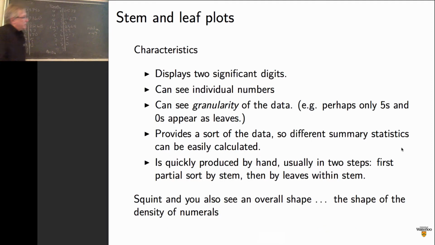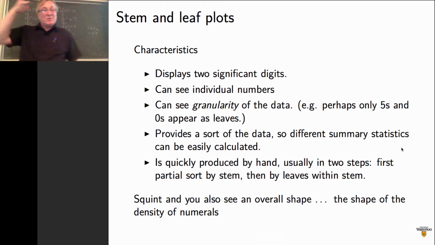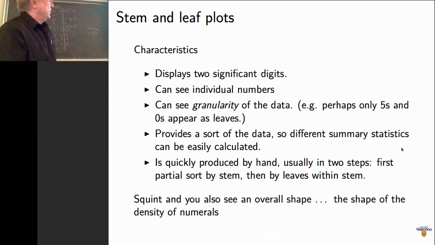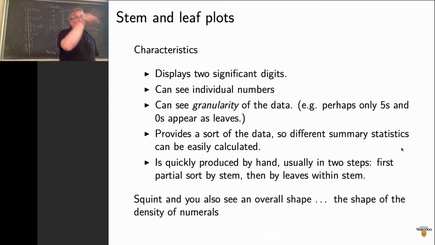Some of the characteristics: why I tell you about this is it's really taking advantage of these Hindu-Arabic numerals and the constant width. We can see a lot of things. We can see 2 significant digits. You can see every mark that's there. If those were marks, you'd be able to find where you're located in relation to the rest of the class.